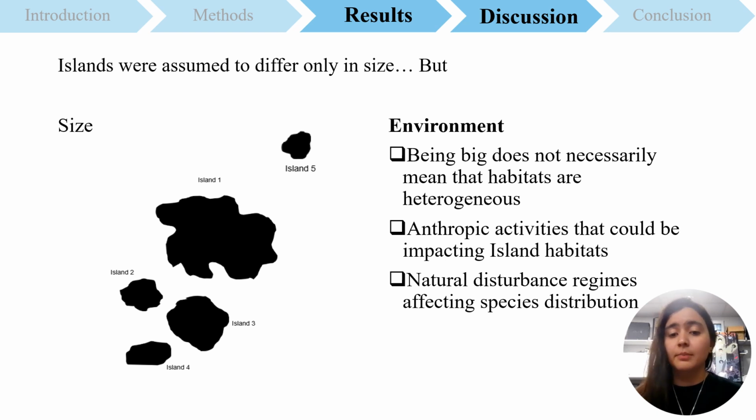For example, being big doesn't necessarily mean that habitats are more heterogeneous. Other anthropogenic activities could be happening, shaping the distribution of species or species occurrences in the islands. And finally, natural disturbance regimes also affect species distribution, and it is important to take into account these other factors.